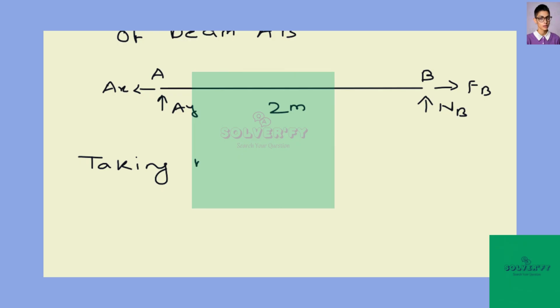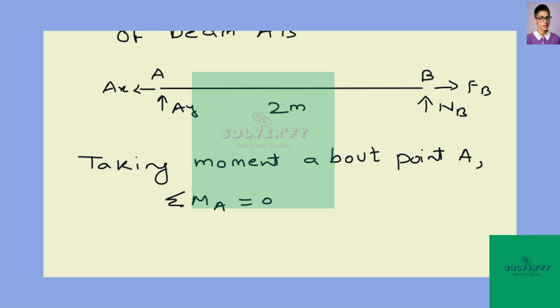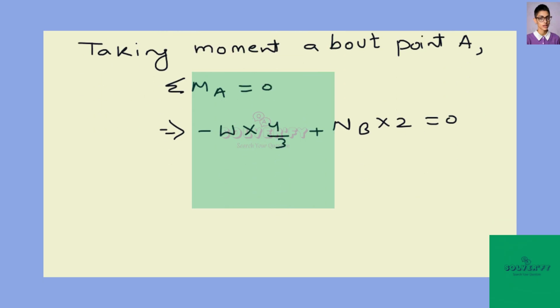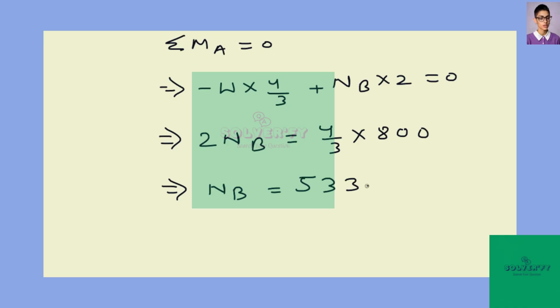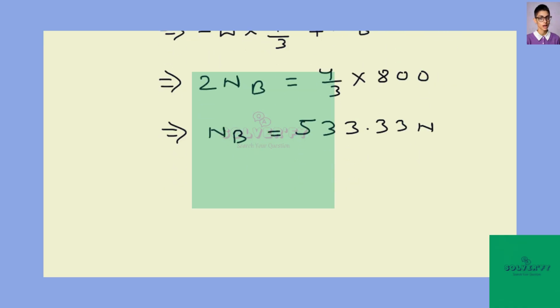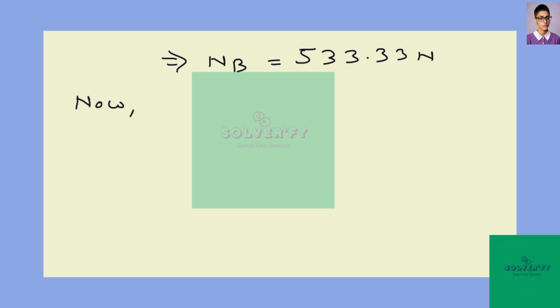Taking moment about point A, we have summation of MA is equal to 0. On calculating, minus W into 4 by 3 plus NB into 2 is equal to 0, or 2NB is equal to 4 by 3 into 800, or NB is equal to 533.33 Newton.